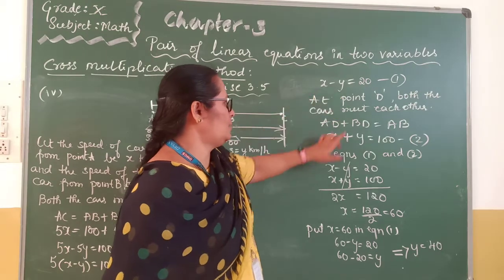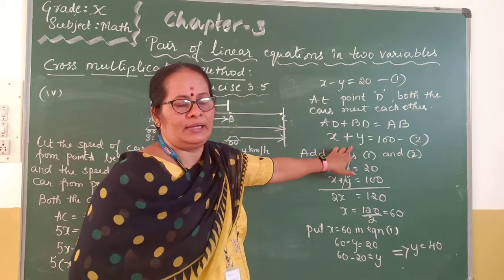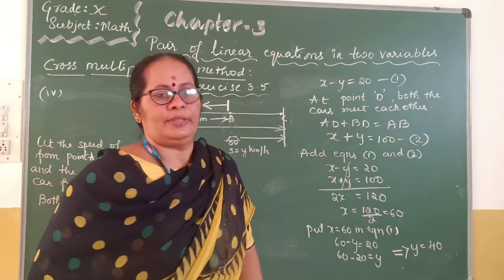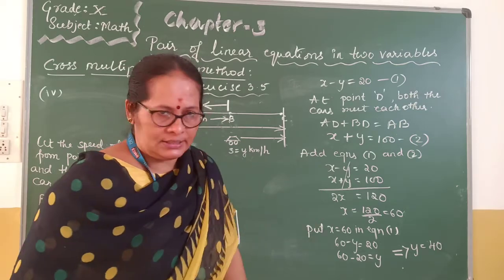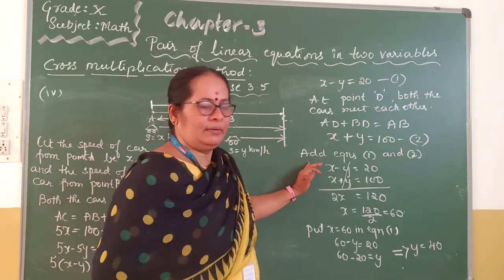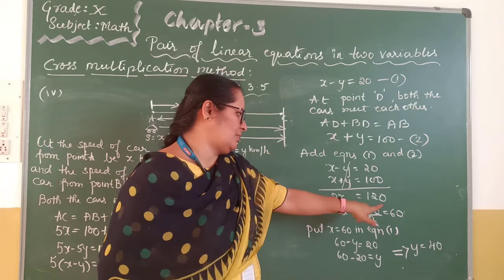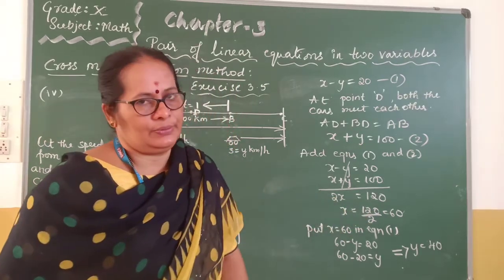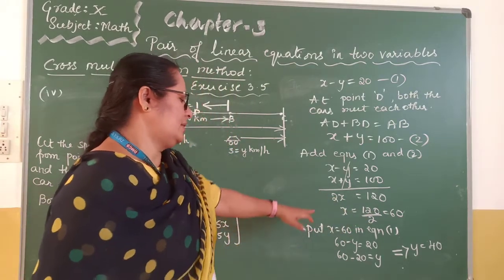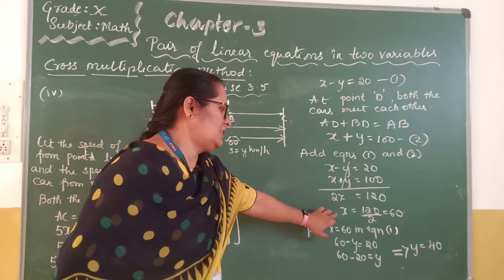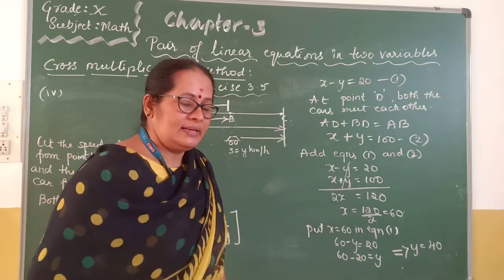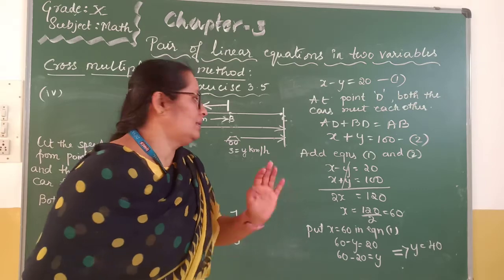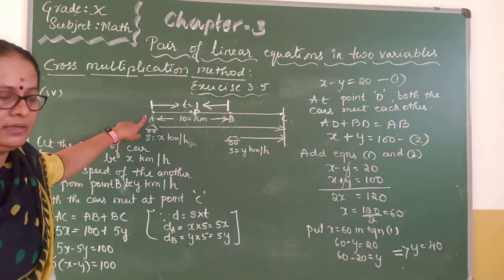Now here x minus y, and here x plus y, so we can easily see that if you add both the equations, y is eliminated. So add the two equations, you will get 2x equals 120, x equals 60. Thus x equals 60, that is the speed of the car from point A.